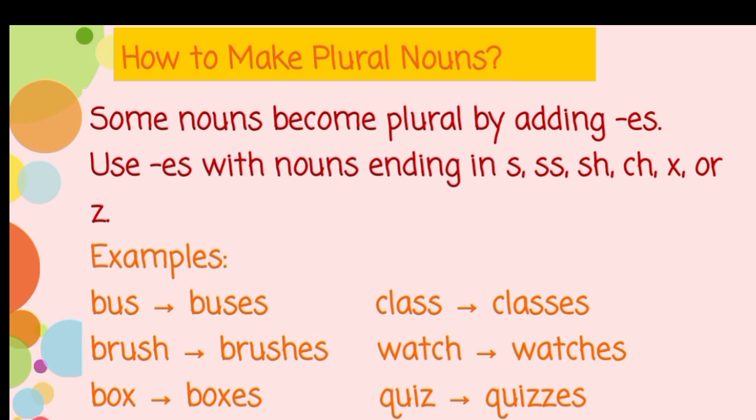Next we have brush and here we have sh at the end of the word and here again we will add es and it will become brushes. Same is the case with watch because here we have ch. Again we will add es and it will become watches. Next we have box and here we have x. Again we will add es and it will become boxes. Next we have quiz and here z is present at the end. So again we will add es and it will become quizzes.